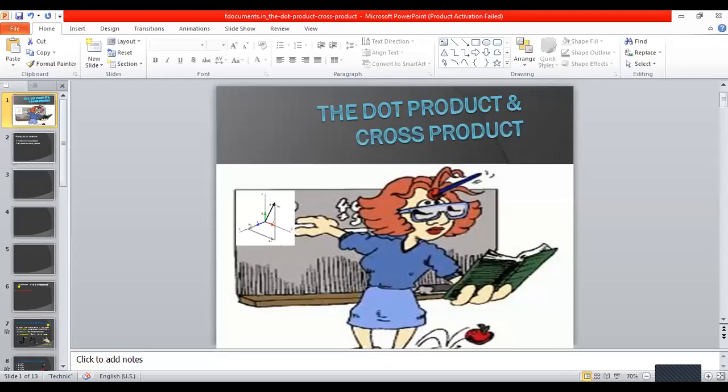Hello. Due to some internet problem, I was disconnected. So here, what is the magnitude? Anyone, please tell me, what is the magnitude of R bar AB? Mod of R bar AB?